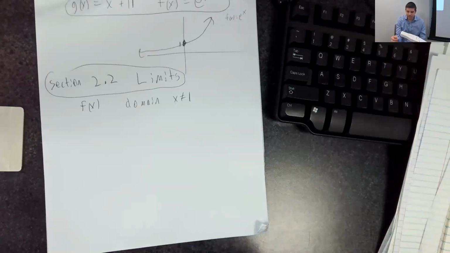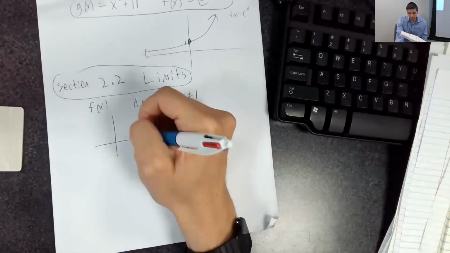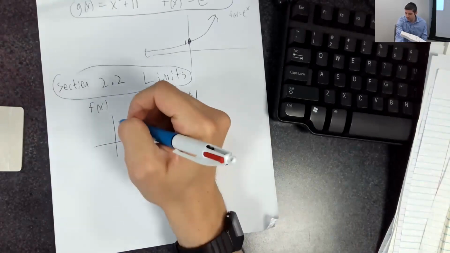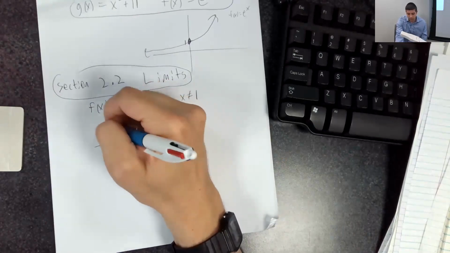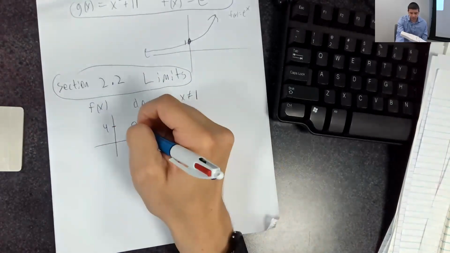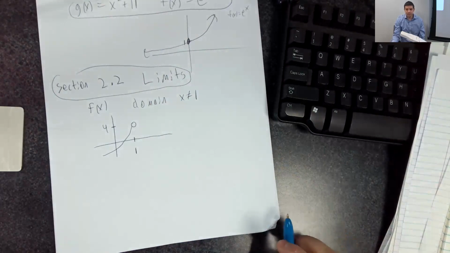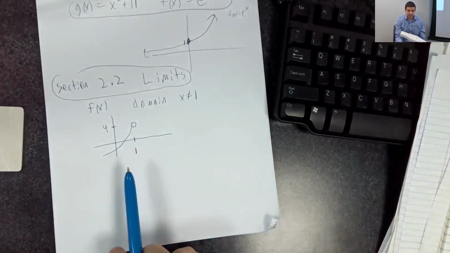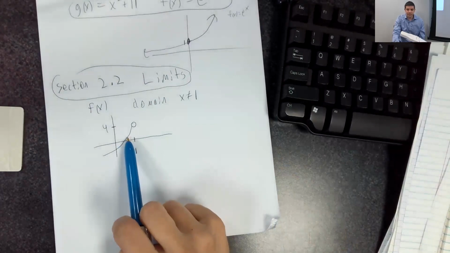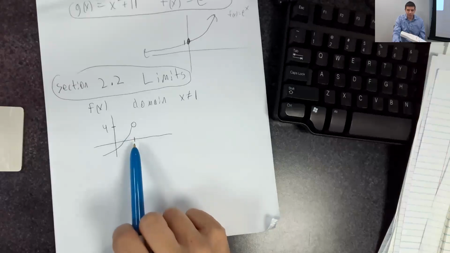So here's what I mean. Maybe it looks something like this. So (1, 4). Let's say there's an open circle. It's really not in the domain. And then the rest of the function looks like this. Okay, so we're missing a data point. But do you guys see, even though we're missing a data point, we could still predict what would happen when x goes to 1 or gets really close.